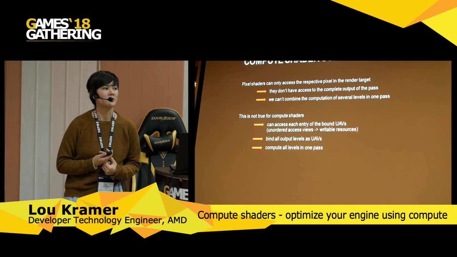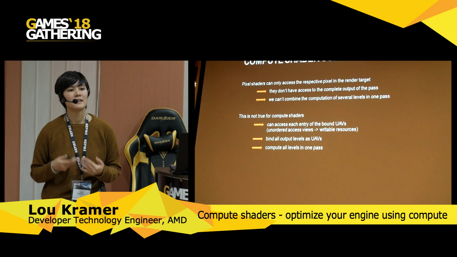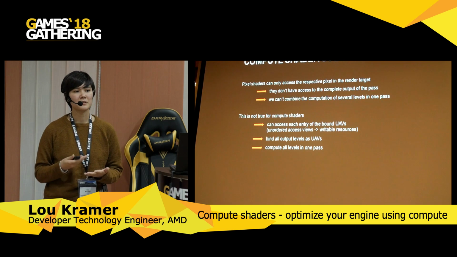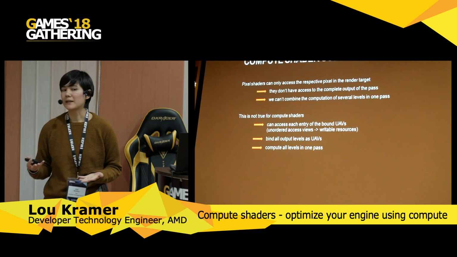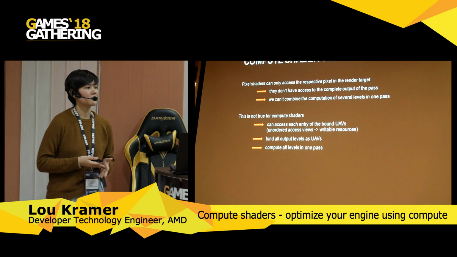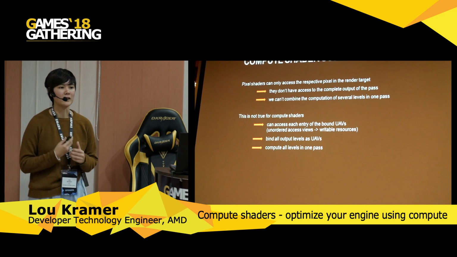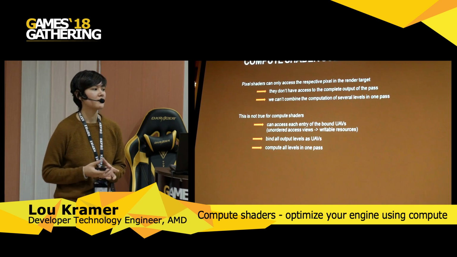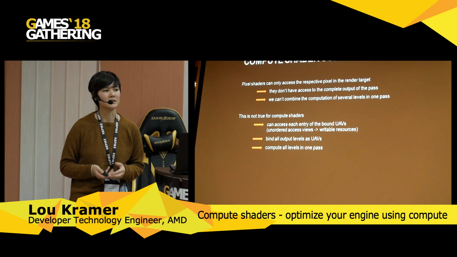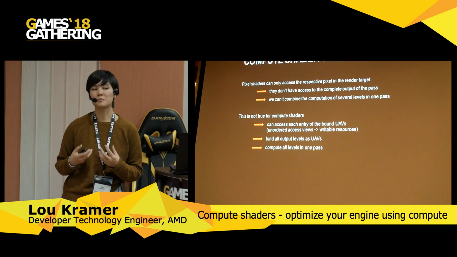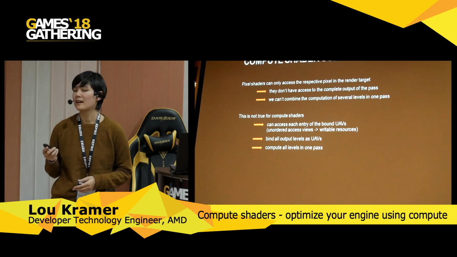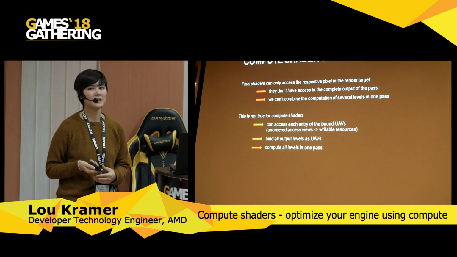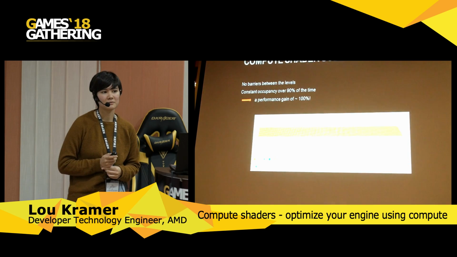But this is not true for compute shaders. In compute shaders, the output is provided via UAVs, so unordered access views, and there basically the entries of the UAVs are accessible by all threads. And so we can combine the computation of all the intermediate levels into one pass. So it's like a single pass solution. And if we program this and then take also a capture of RGP, it looks like this.